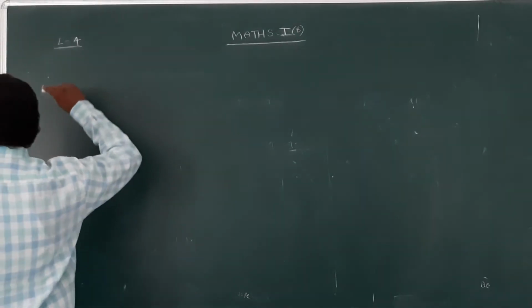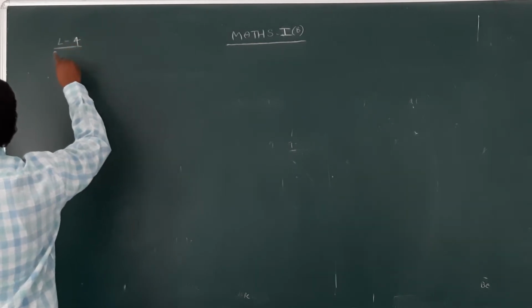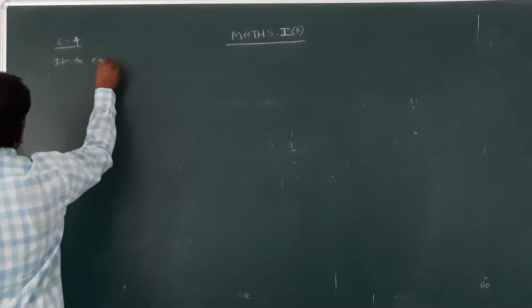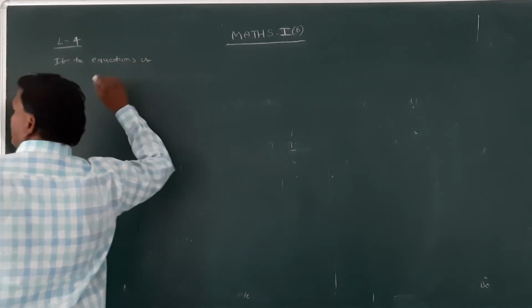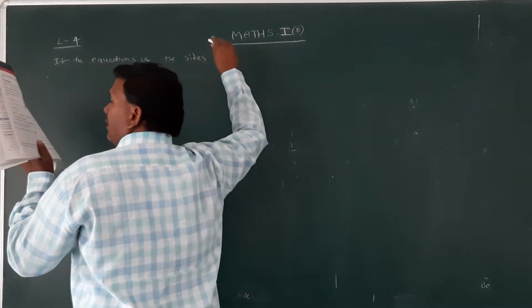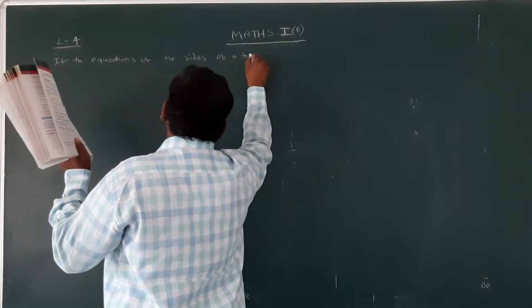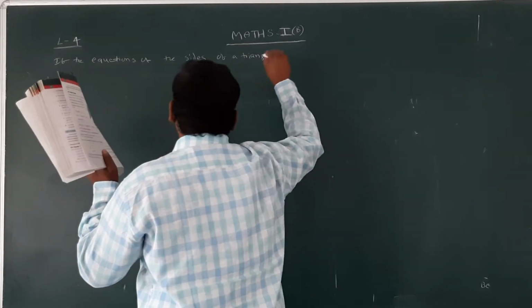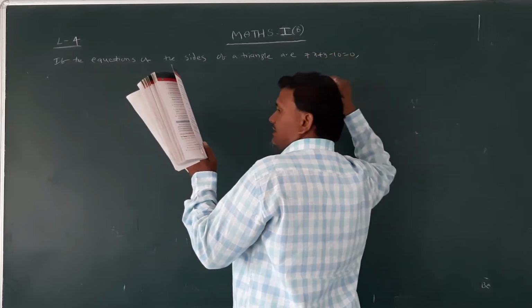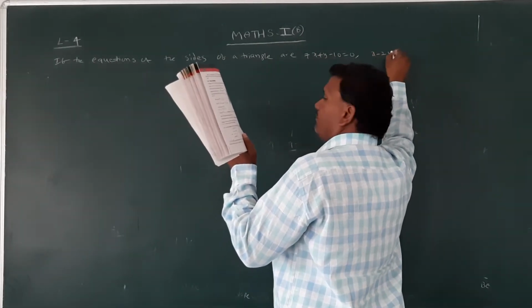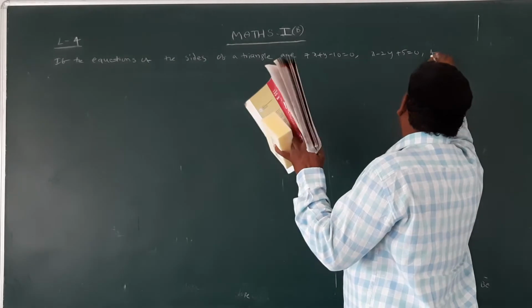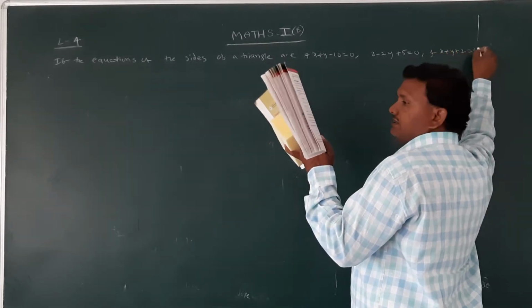Find the orthocenter of the triangle. If the equations of the sides of a triangle are 7x plus y minus 10 is equal to 0, x minus 2y plus 5 is equal to 0, and x plus y plus 2 is equal to 0.